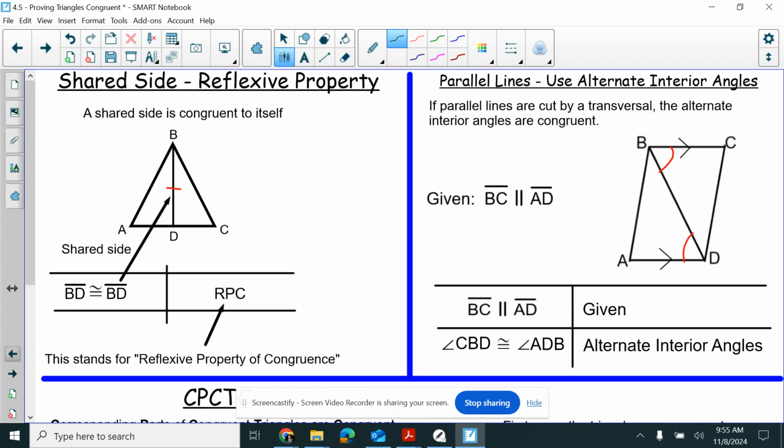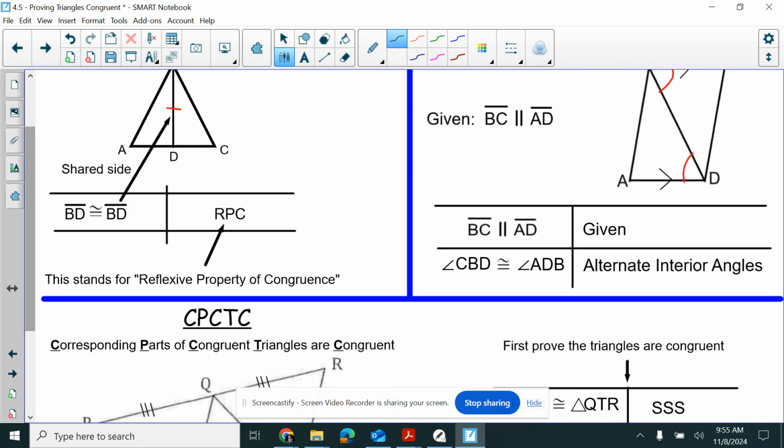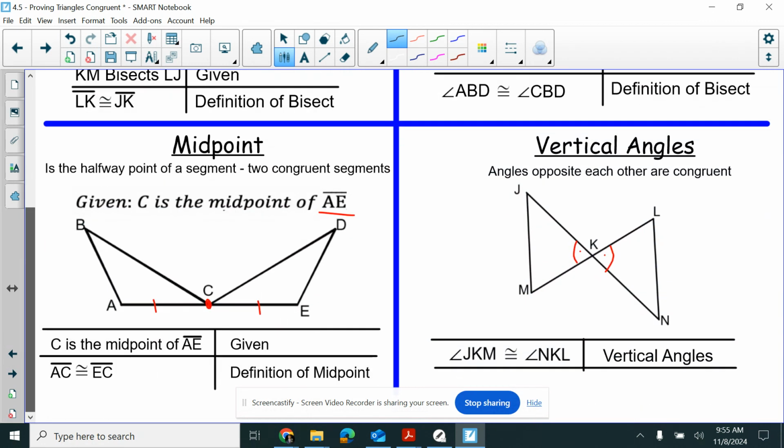So some different things that'll pop up. We already talked about the vertical angles. So if you have vertical angles, you write your congruent statement and you just say vertical angles. Another thing that could pop up is if you have a midpoint, that's going to be given. So you say that it's given, but then you also have to come up with another piece of information. So these two segments are going to be equal because of the midpoint. So if you have a midpoint, you still need to come up with that congruent statement, and then you write definition of midpoint.